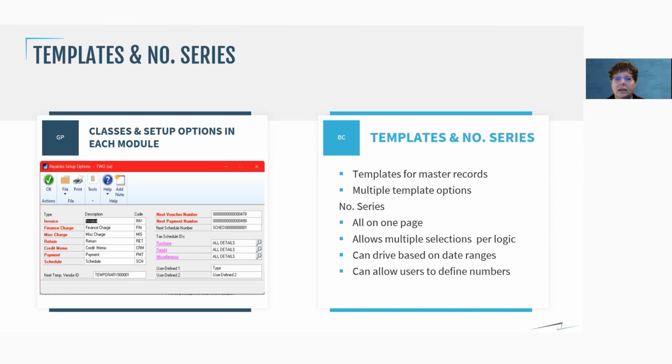And then in the number series, different from GP, where you can assign your number series on each one of the modules, the number series in Business Central is all on one page. It allows you to do multiple selections based on logic. You can also drive number series based on date ranges, and it will allow you to define the numbers that you want to see for that. We're going to take a look at these in the next couple of slides.